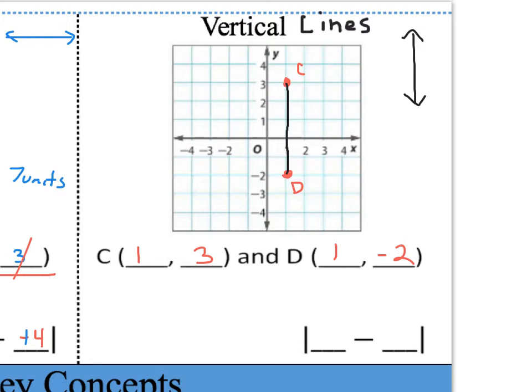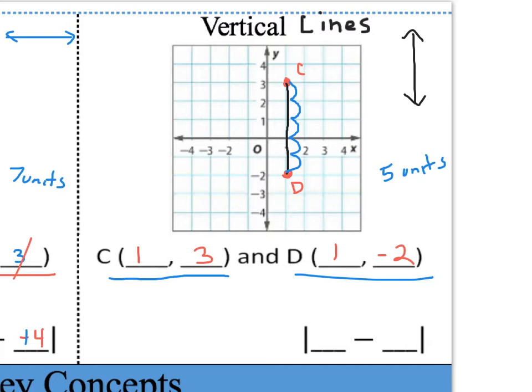I could find the distance between point C to D by counting the spaces in between. So here's 1, 2, 3, 4, 5. So there are 5 units to get from point C to D. So now let's take a look at the coordinates, because sometimes we're not given a coordinate plane to count. So we've got the coordinates for point C here, and the coordinates for point D there.